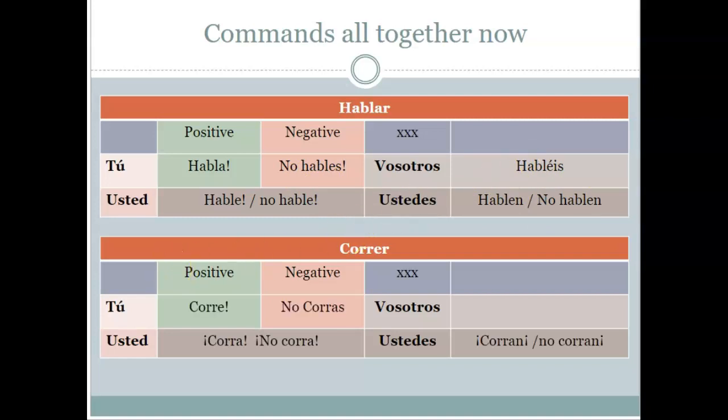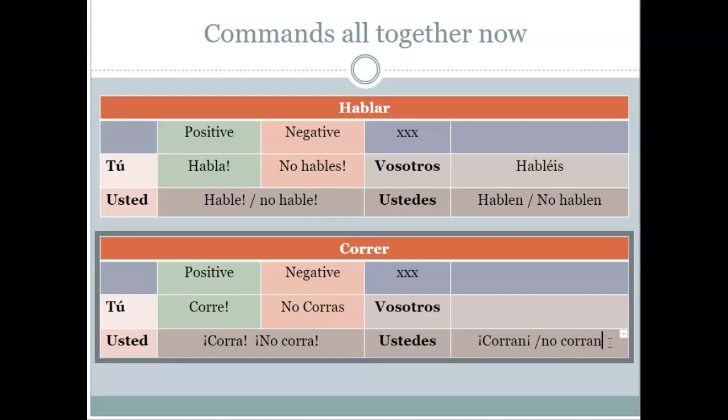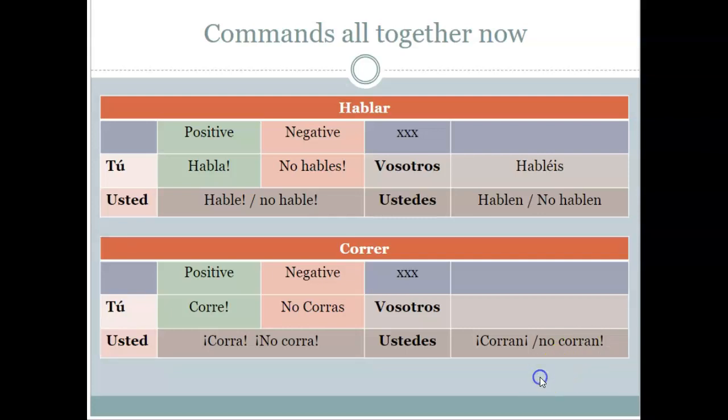Okay. So, same for positive for correr, corre. And then no corras, don't run. And then corra, run, no corra, don't run. But I'm talking to usted, not tú. And then ustedes corran, no corran. That's the wrong direction. Okay, corran or no corran?